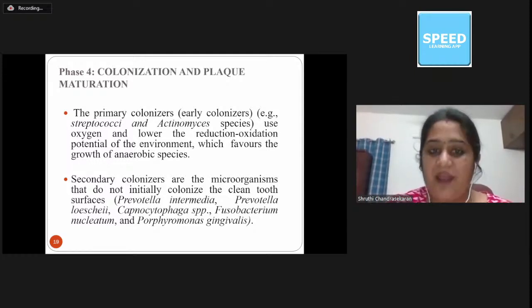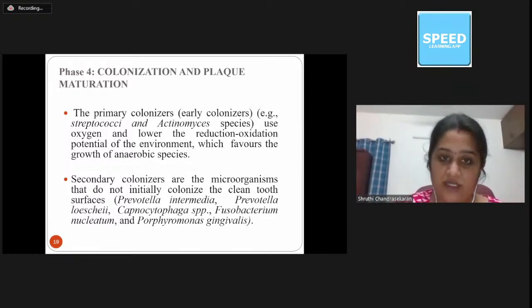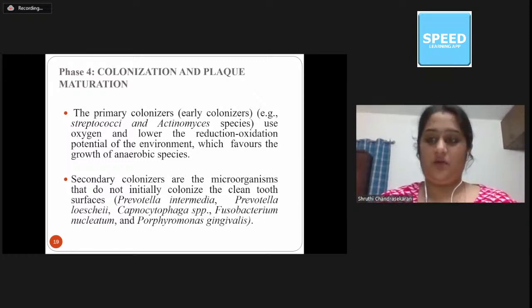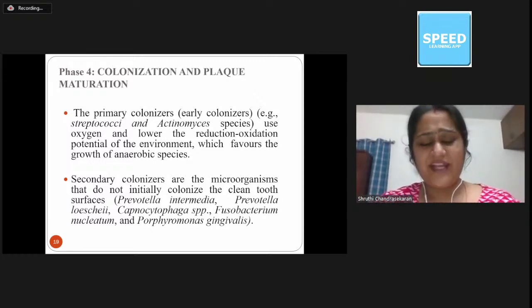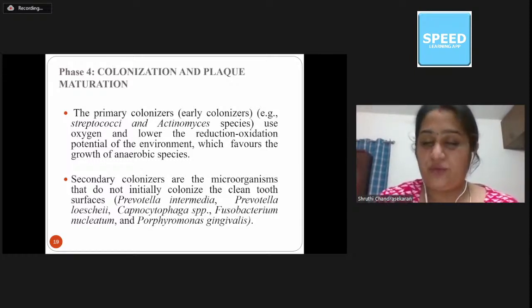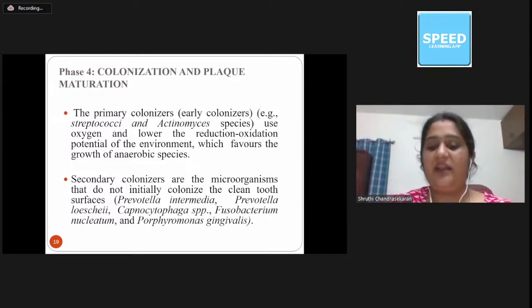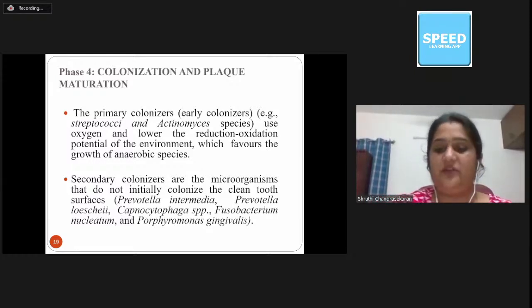I am repeating, the primary colonizers are the Streptococcus species and the Actinomyces species, which use the oxygen and which will lower the redox potential of the environment, which will favor the growth of anaerobic species. So how they do this is, they will go attached to the tooth surface, reduce the redox potential and will allow the growth of other anaerobic species. Next, the secondary colonizers, that is the colonizers which come after the primary colonizers, they do not initially colonize the surface of a clean tooth. That is, secondary colonizers are Prevotella intermedia, Prevotella loci, Capnocytophaga species, Fusobacterium nucleatum, and Porphyromonas gingivalis.